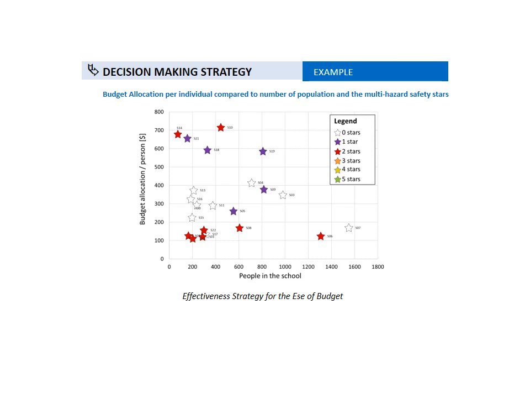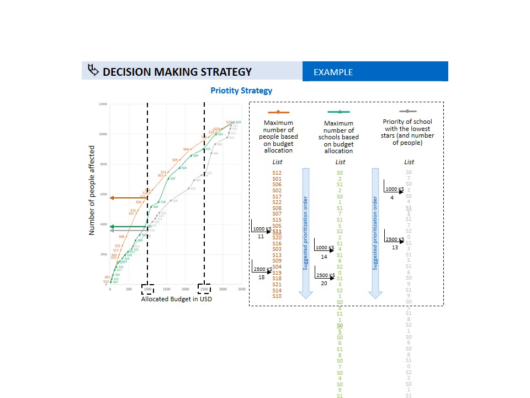We can also compare this based on the budget allocations, comparing the individuals and number of population as well as the hazard stars, as well as making decisions in terms of prioritizing strategies. So if you have an allocated budget of 1,000, these are the number of schools that you can do to maximize the number of people based on the budget, or this is the number of schools that you can do to maximize the number of schools based on budget, or to prioritize the schools with the lowest stars and the number of people. And if you increase the budget, then you can also get an illustration of how many additional schools or people can be assisted in terms of school safety.